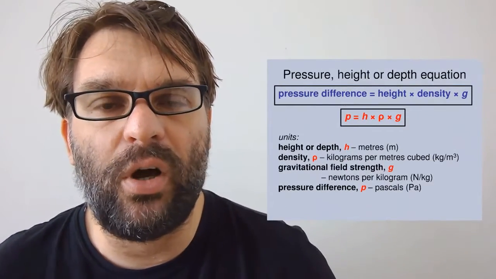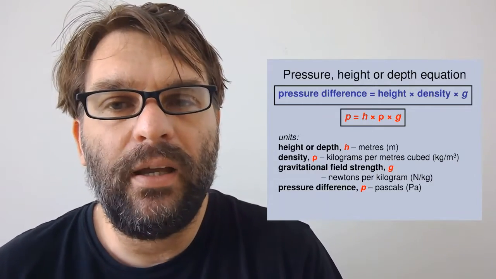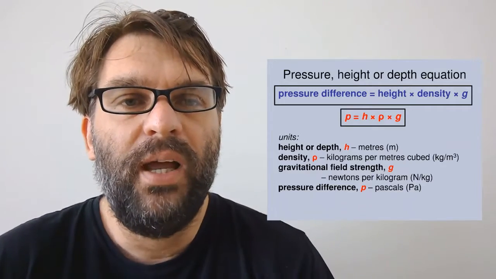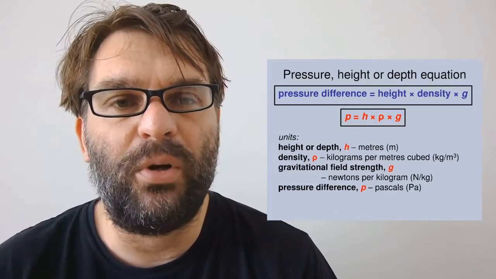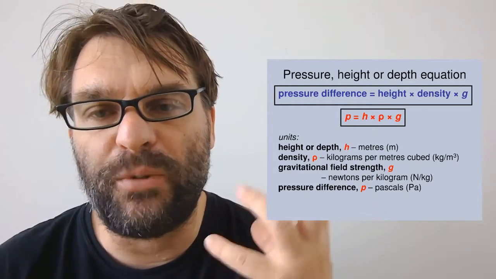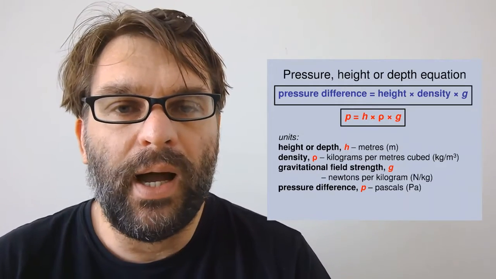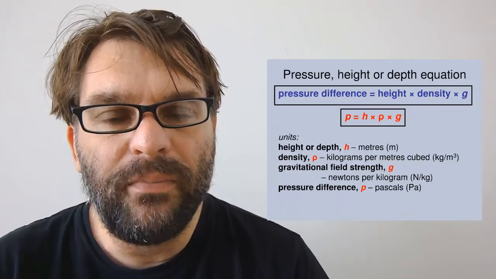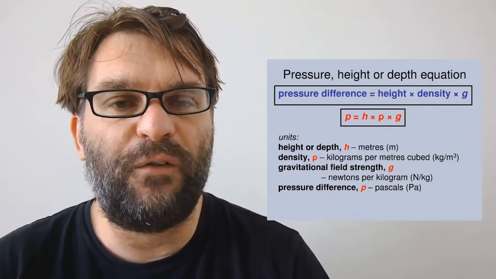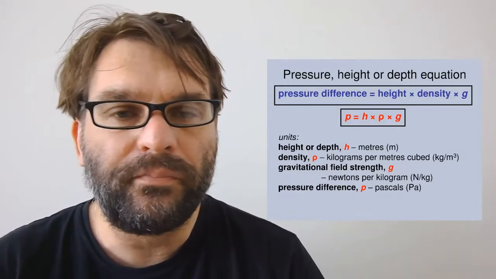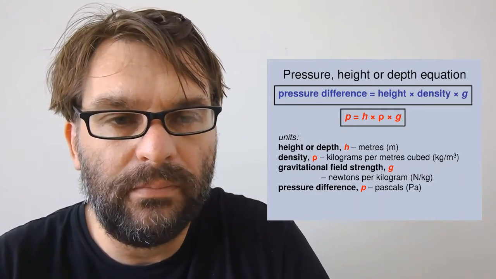This is where the equation of pressure difference comes in. The pressure difference equals the height of the container, or the height of the hole in the case of the previous example, times the density of that particular fluid, times the acceleration due to gravity, because that's going to give you a measure of the force being exerted on that particular particle at that particular depth. The height or depth is in meters, which is given by h. Density is rho, which is kilograms per meter cubed. Gravitational field strength is g, which is newtons per kilogram, and the pressure difference is going to be in pascals, because that's the measure of pressure.